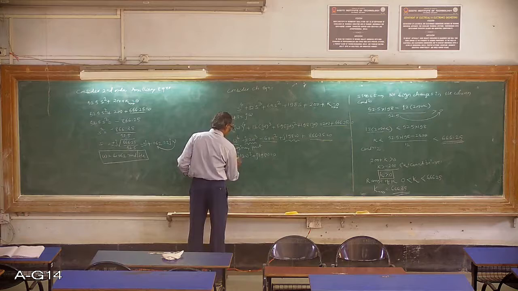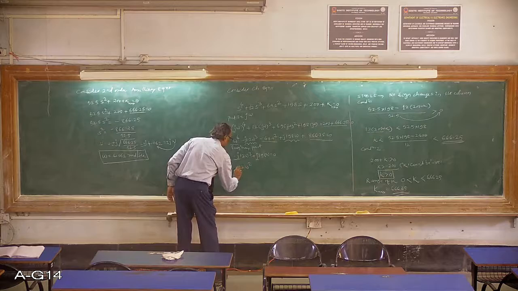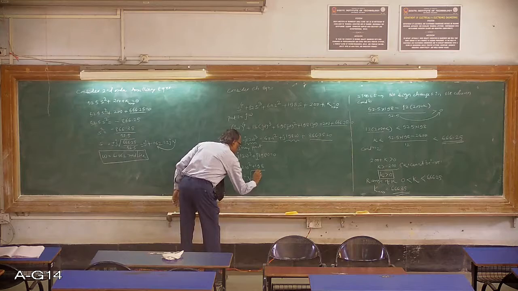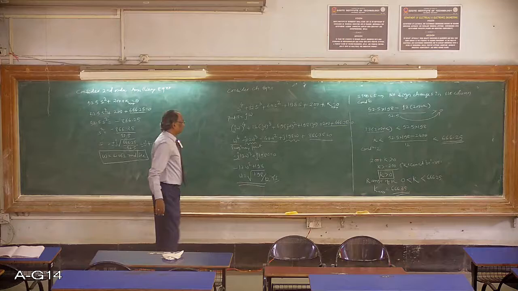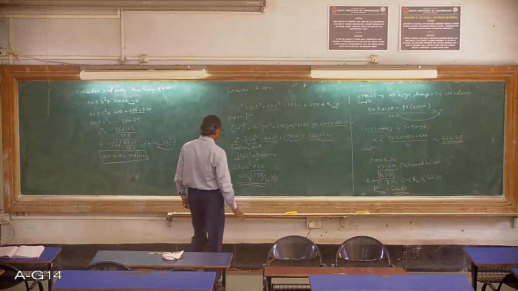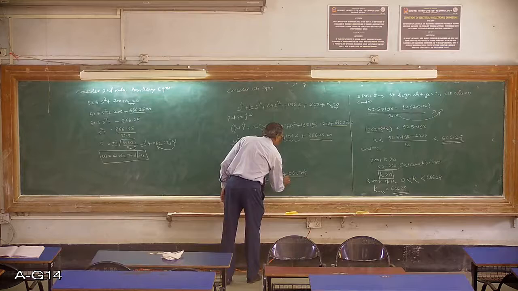Now if I take j omega outside, this will be j omega times minus 12 omega square plus 198. So omega equal to under root 198 by 12 radians per second. This is how you can find the value of the frequency at which the system oscillates. This will be equal to 4.062 radians per second.